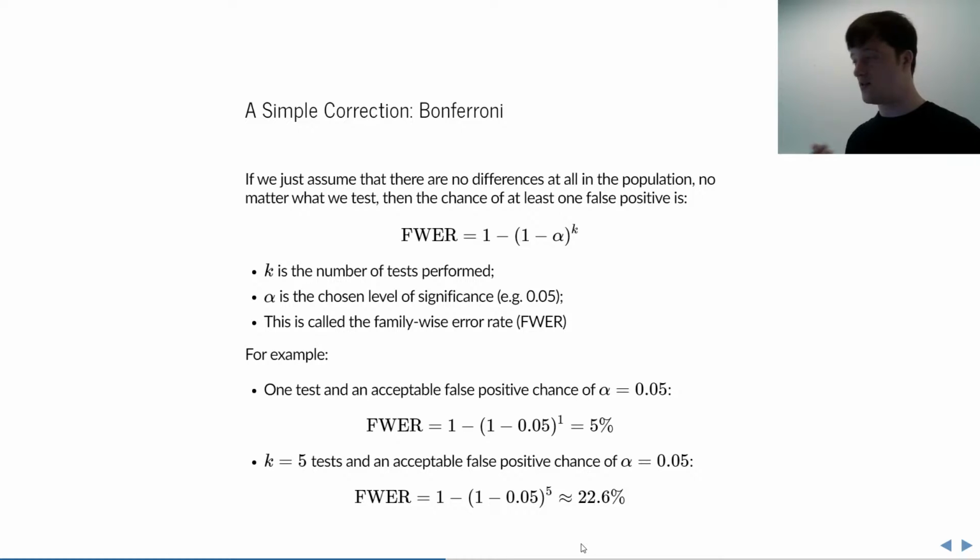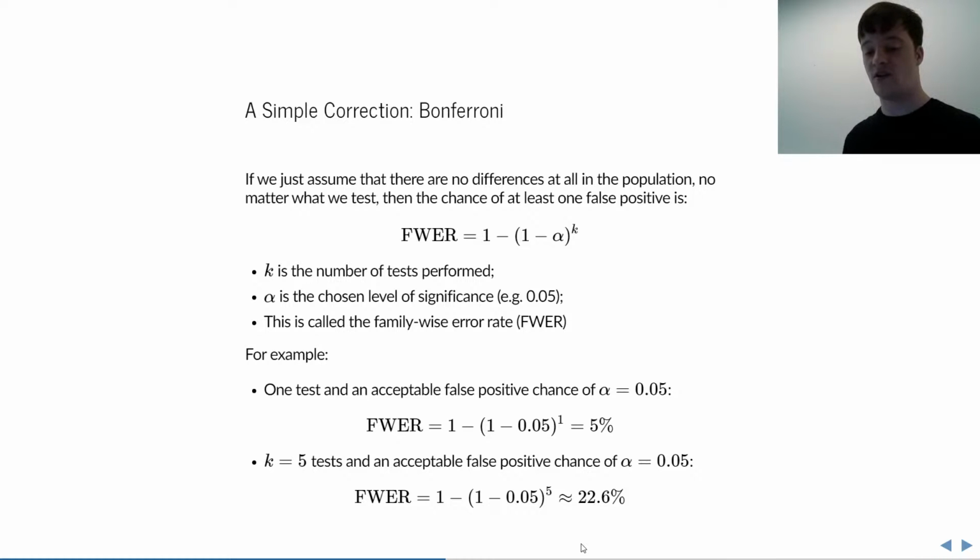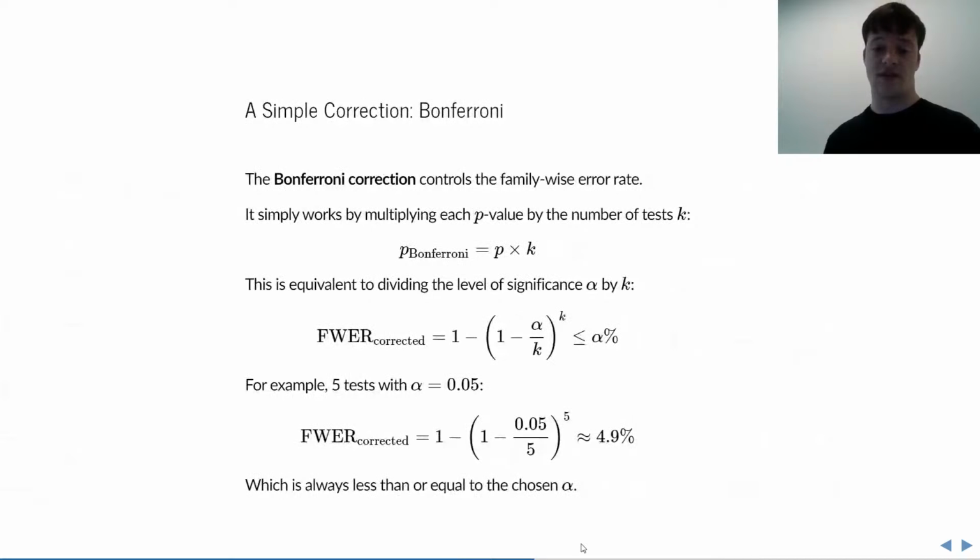So that's all there is to it. You can change alpha, you can change k, you can see how it affects the chance of false positive. But we're going to have to do something to make sure that it is no bigger than the alpha level that we want. Now, this can be done very easily. This is called the Bonferroni correction, and it turns out that if you just multiply your p-values by the number of tests, then that guarantees that the family-wise error rate is at most alpha. So this is a very safe option. And it's the same as dividing your alpha level by the number of tests.